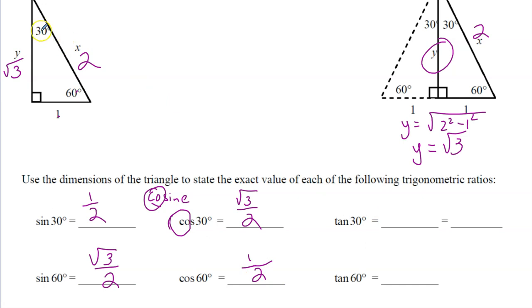Tan of 30, tan is opposite over adjacent. That's 1 over root 3. And again, we rationalize. So root 3 over 3. And the tan of 60 is opposite over adjacent, root 3 over 1, or just root 3.